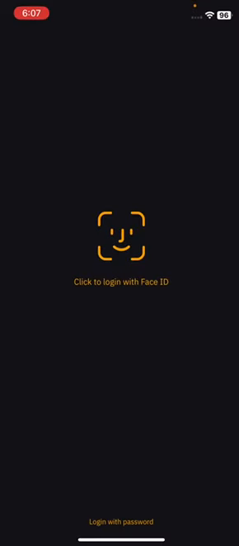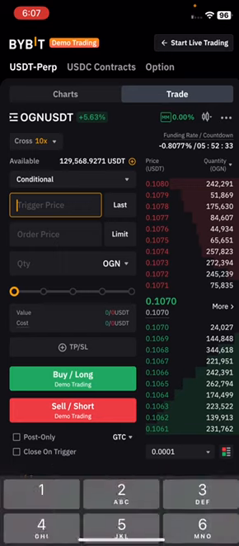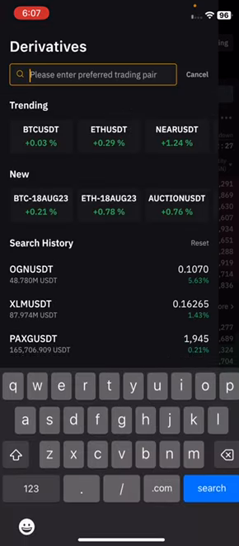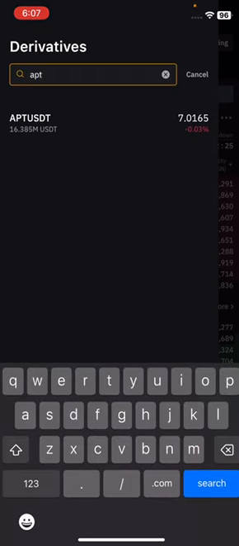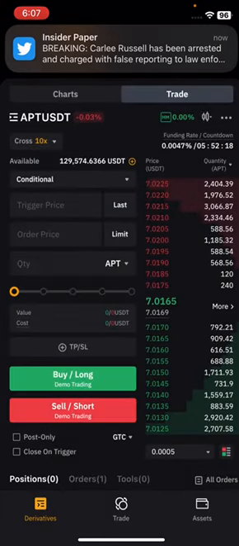So what you go and do is that you input the entry price, right? You just put in the figure, whatever. So let's take down as APT. Simply search for APT USDT. Of course, you have to make sure that it's USDT perpetual, and then use a conditional limit order.